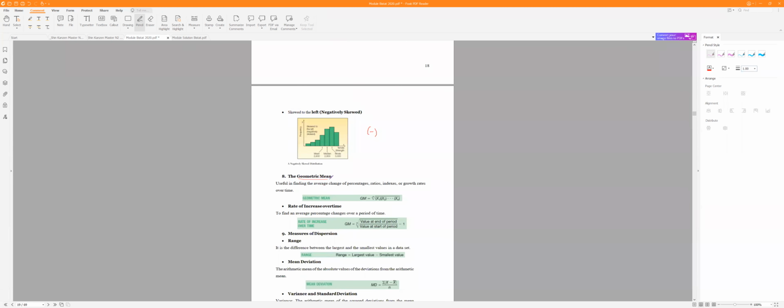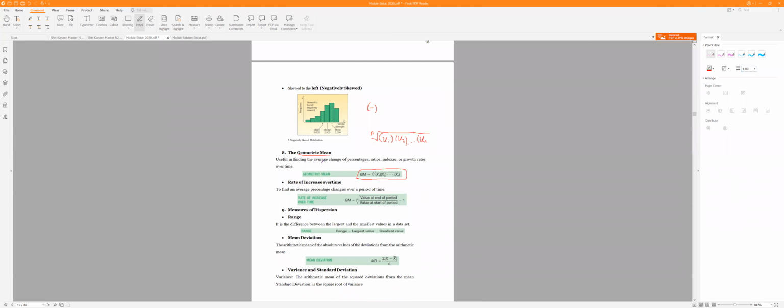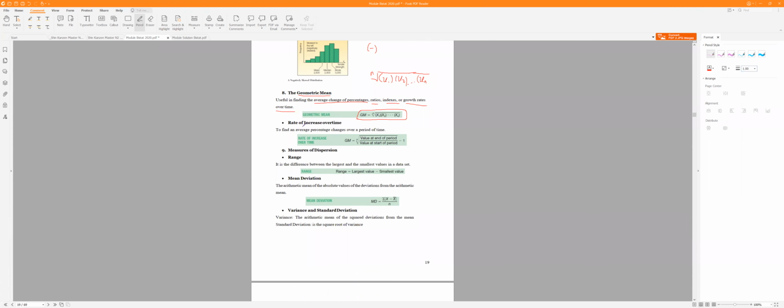And this is the geometric mean. So how should we find the geometric mean? The formula is right here. GM equals the root of the product of all the values inside the set of data. Like you have to multiply them all with each other. And it's not a square root, okay? It's the nth root, so n is the number of data. It's useful in finding the average change of percentage, ratios, indexes, or growth rates over time. So, rate of increase over time.